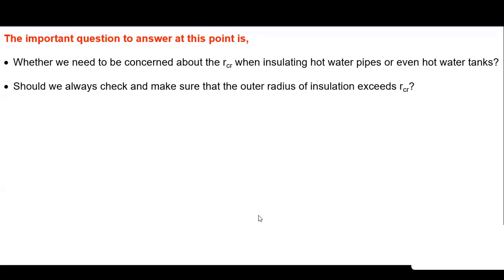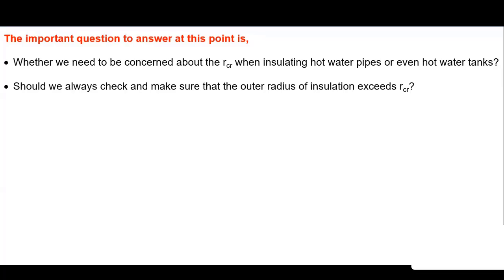Now the important question to answer at this point is whether we need to be concerned about the critical radius when we are insulating hot water pipes or even hot water tanks, steam pipes, like that. So normally why are we providing insulation? We are providing insulation for hot water pipes, hot water tanks, steam pipes or chemical pipes in the industries simply to reduce the heat transfer rate.